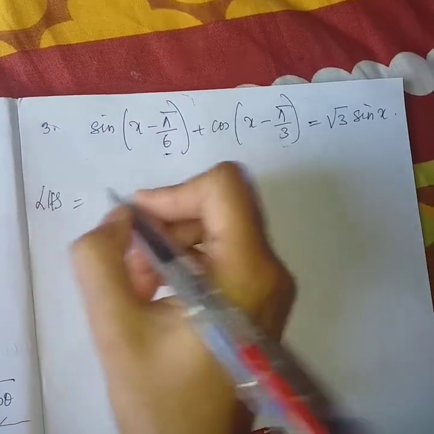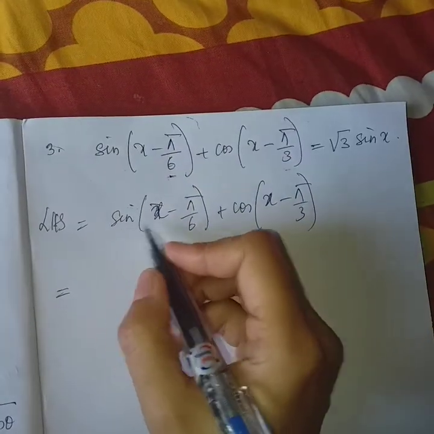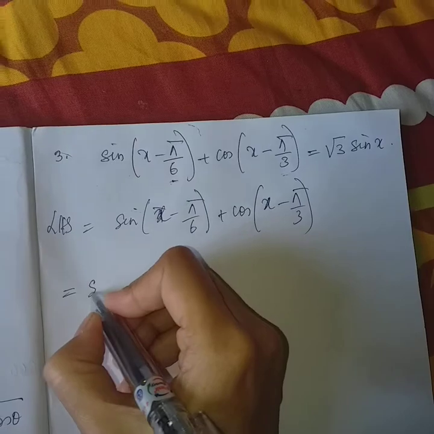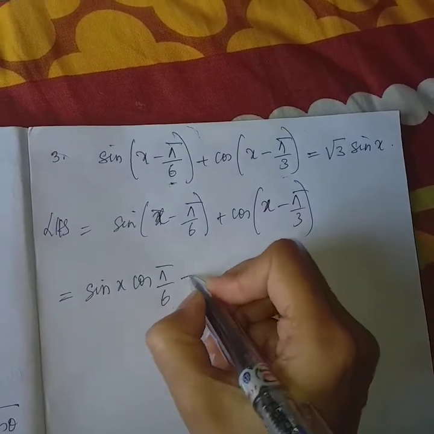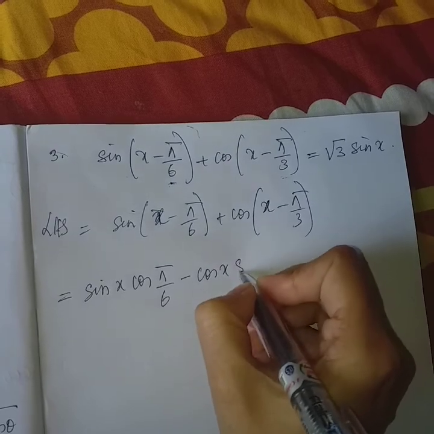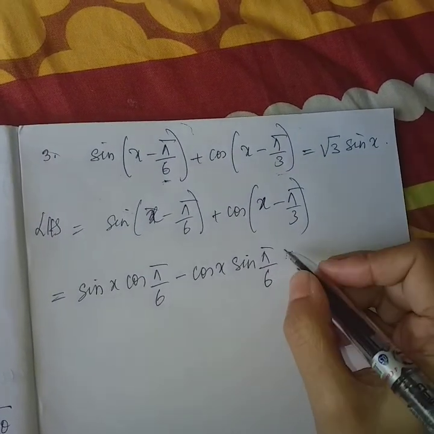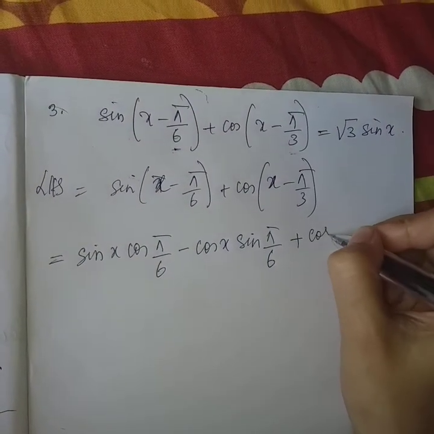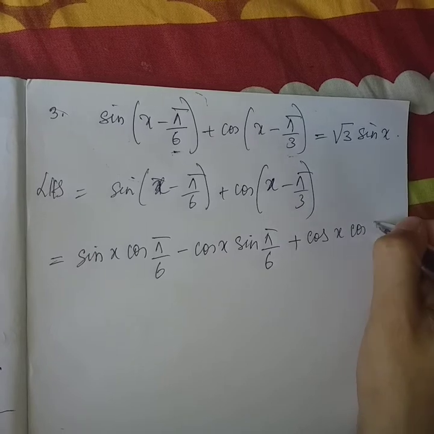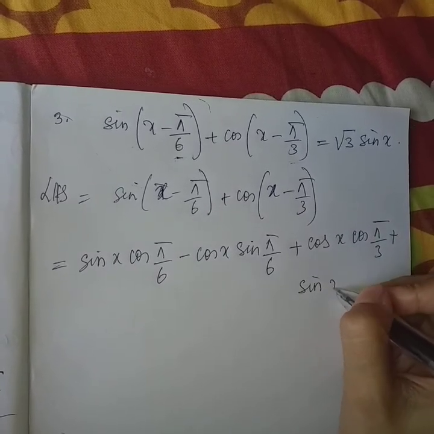So left hand side is equal to sine of, so apply the formula sine of a minus b, which is sine a cos b minus cos a sine b, plus cos of a minus b, which is cos a cos b plus sine a sine b.